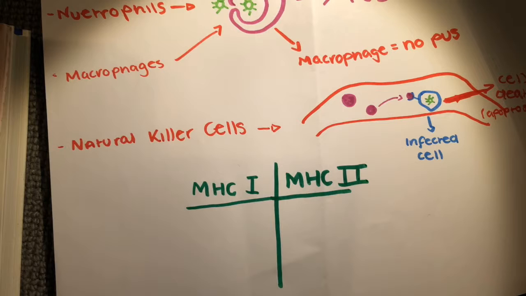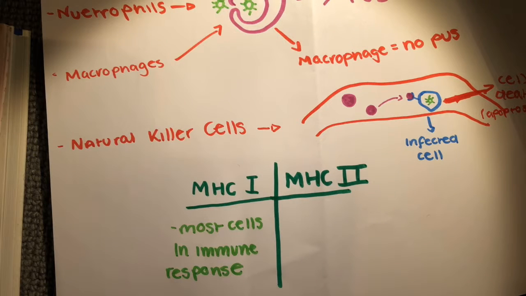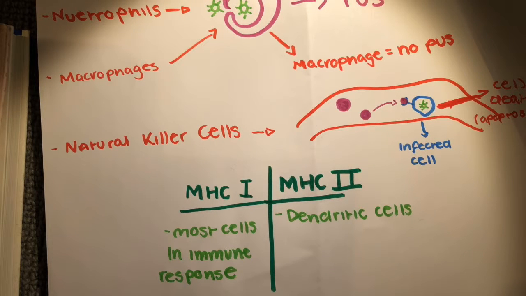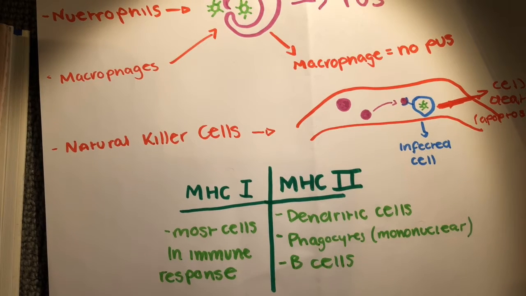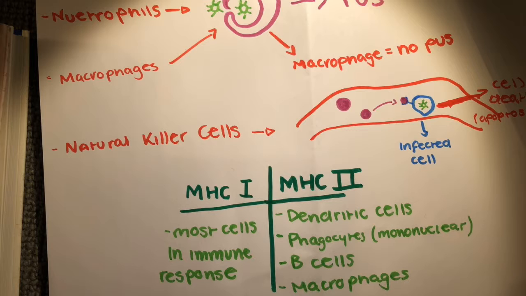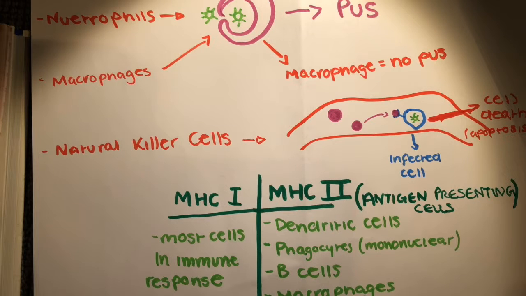Most cells have MHC1 markers, however certain cells have MHC2 markers, found on dendritic cells, monocellular phagocytes, B cells, and macrophages. These cells are regarded as antigen-presenting cells. These cells, when engulfing a pathogen, will present the antigens of the pathogen to the immune system, preparing other cells to act upon pathogens presenting these antigens.